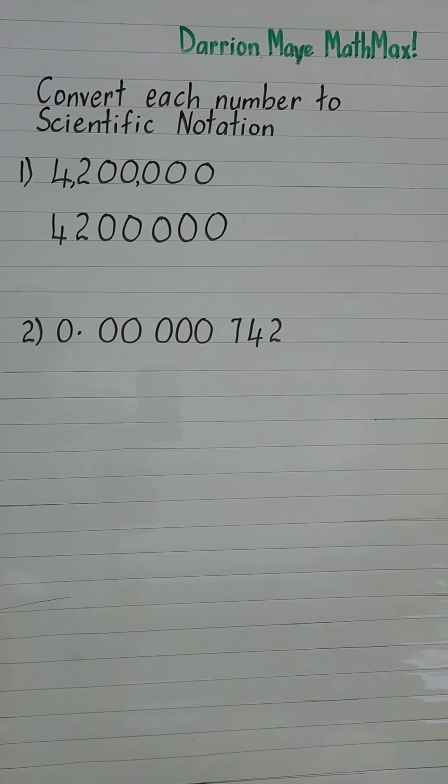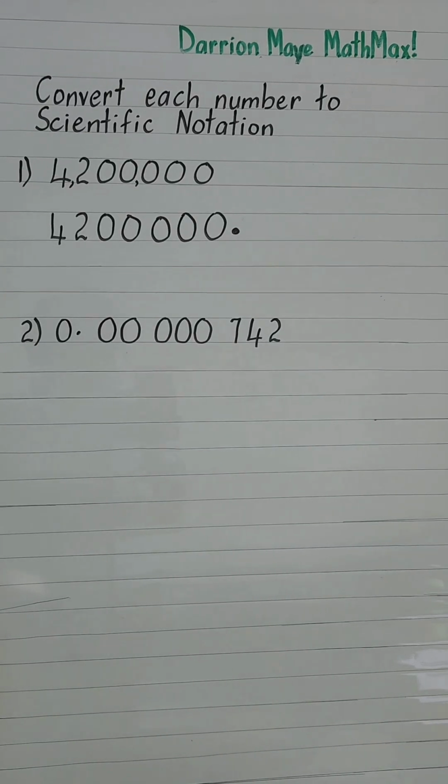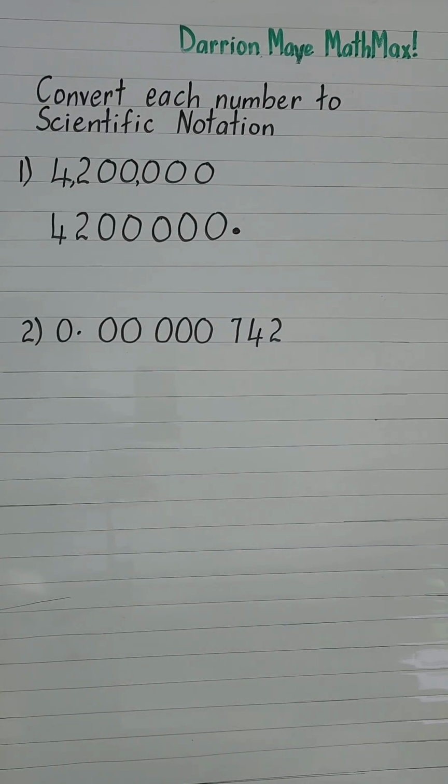So let's start with a large number. In a large number, we already know that the decimal point comes at the end. So the decimal point is behind the zero. It comes after the zero. So that's our first step: locate the decimal point.